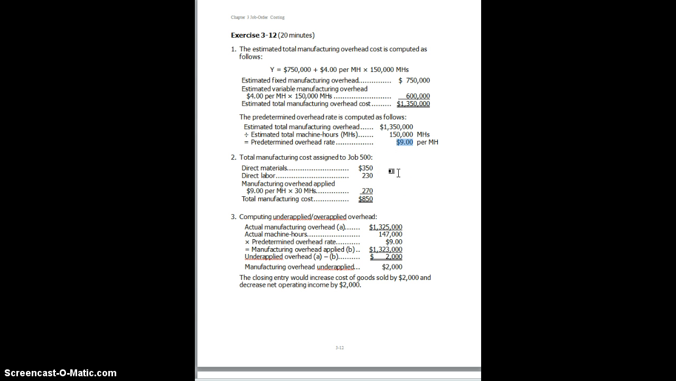Part 2 of this problem asks us to calculate the total cost of job 500. Not a very difficult piece, remembering that there are 3 costs that need to be calculated to come up with the total cost of any job, 2 of which are given to us, that being direct materials, $350 for job 500, direct labor, $230 for job number 500.